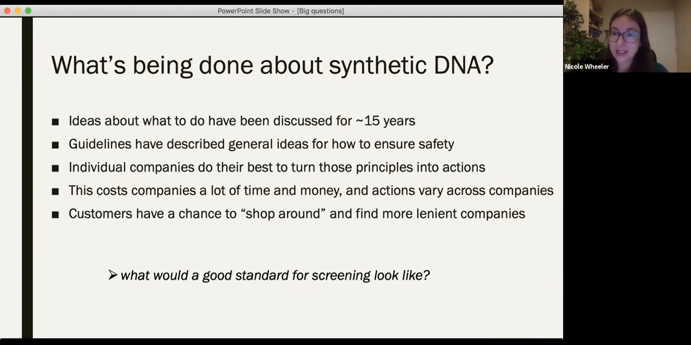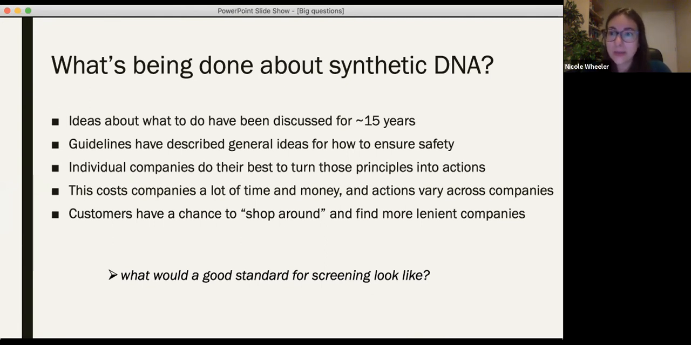And these actions typically cost companies a lot of time and money. And the choice of actions might vary a lot across companies, depending on how many staff they have to devote, how much time and how much money they have. And this gives customers an opportunity to shop around different companies and find ones that are a bit more lenient if they want to order something dangerous.